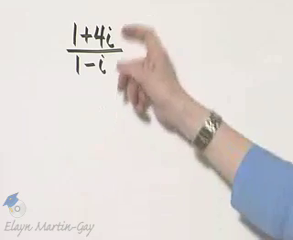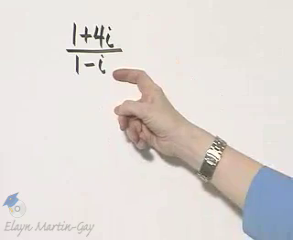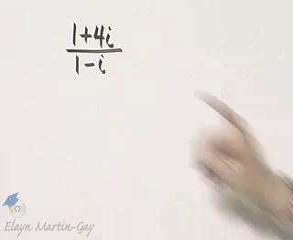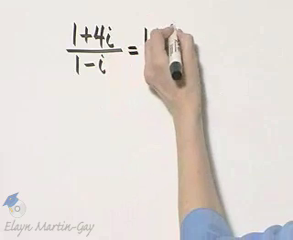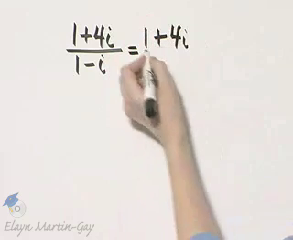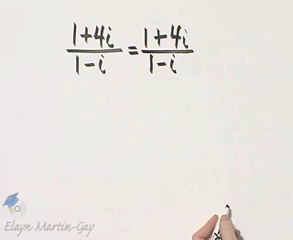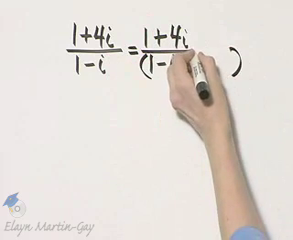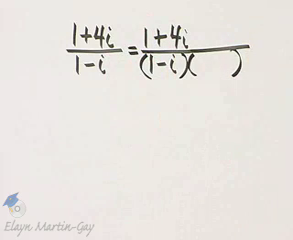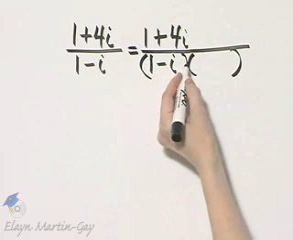We'd like to divide these two complex numbers. In other words, we'd like to write this in the form a plus bi. To do so, you can, as I just mentioned, think of this as one complex number divided by another complex number. And to write this in the form a plus bi, we will multiply numerator and denominator by the conjugate of the denominator. What is the conjugate of 1 minus i?